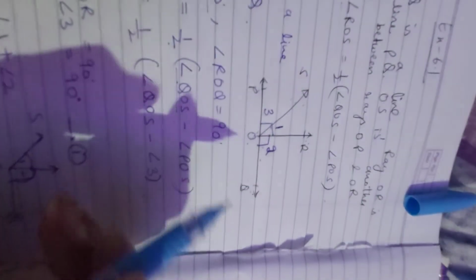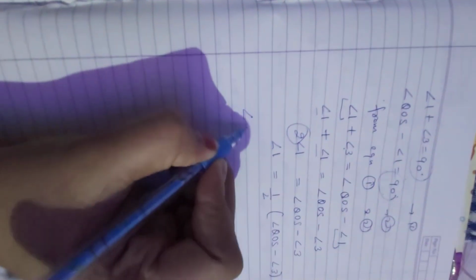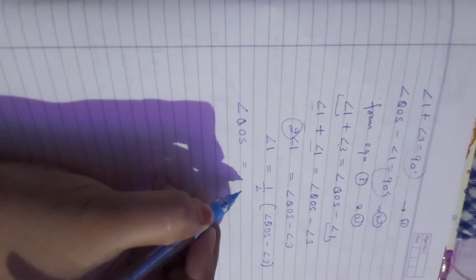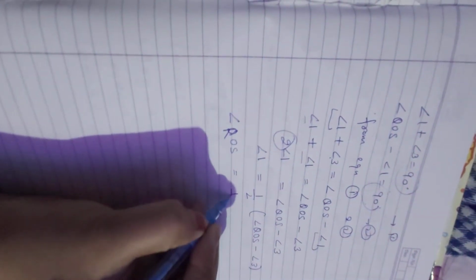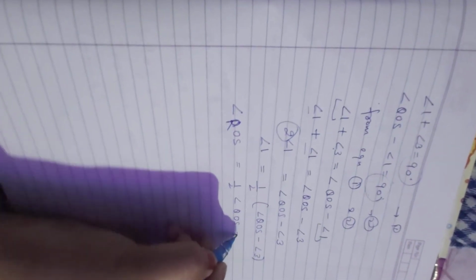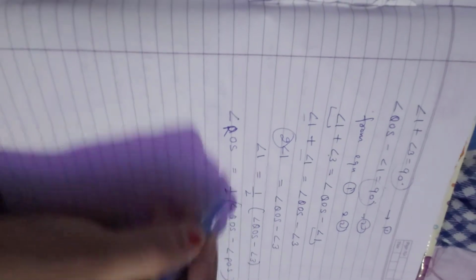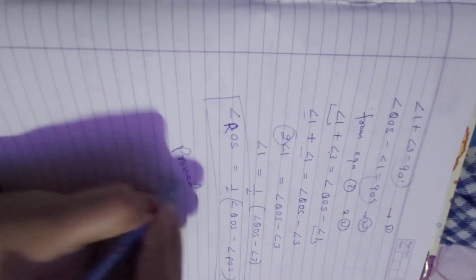Now what was angle 1? See, in the equation, angle 1 was angle ROS. So we'll write angle 1 as angle ROS. It is ROS is half of angle QOS minus angle 3, which is angle POS. So this we had to prove and this is proved.